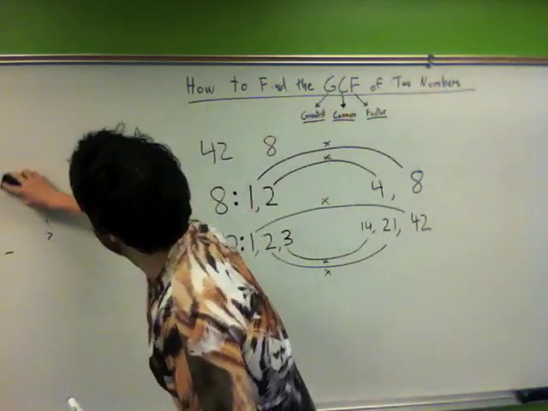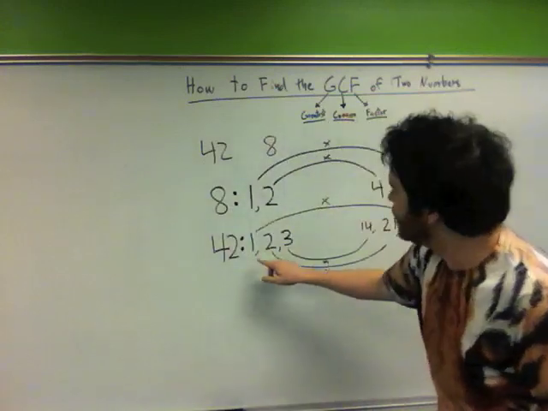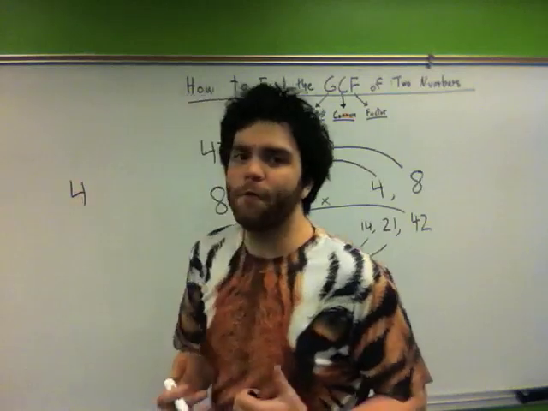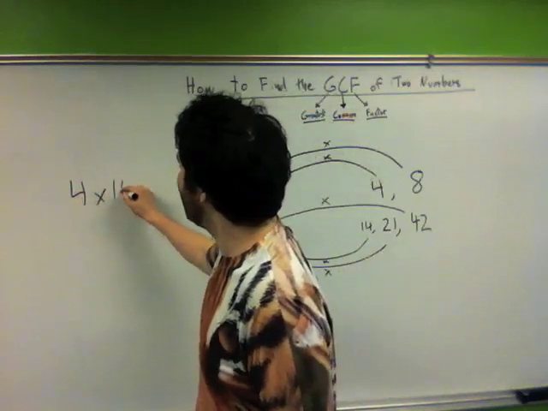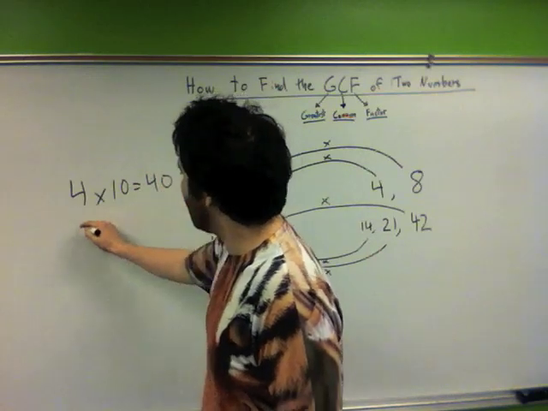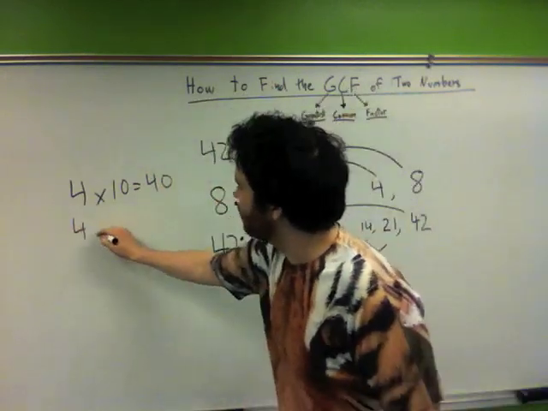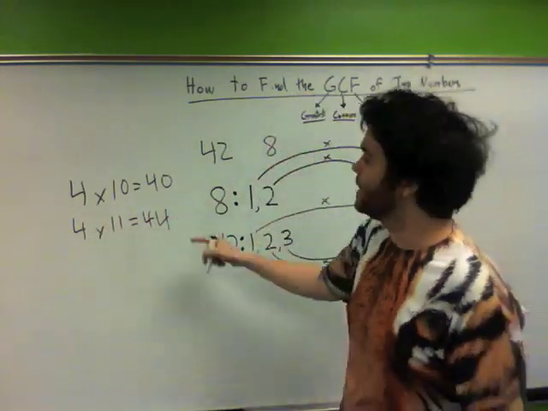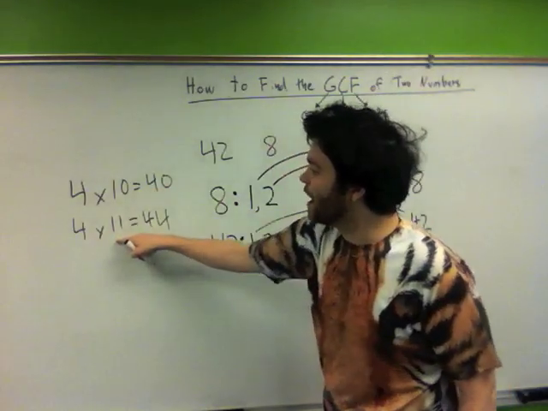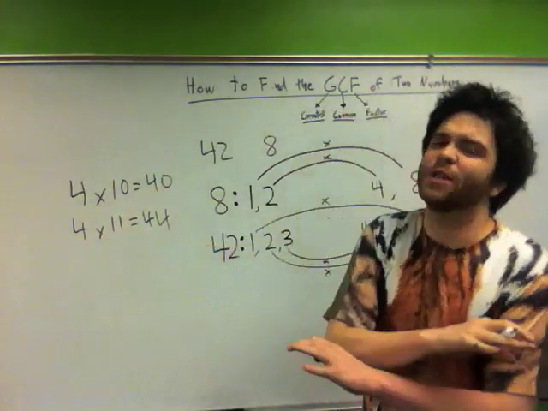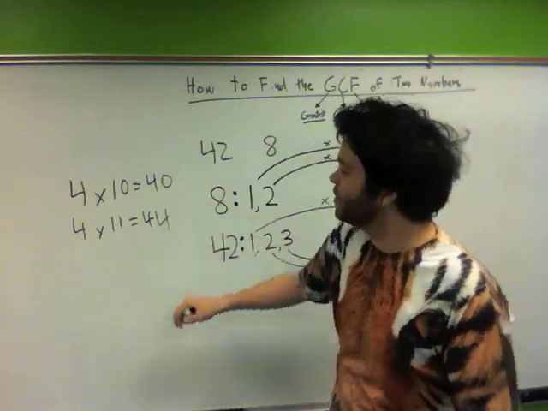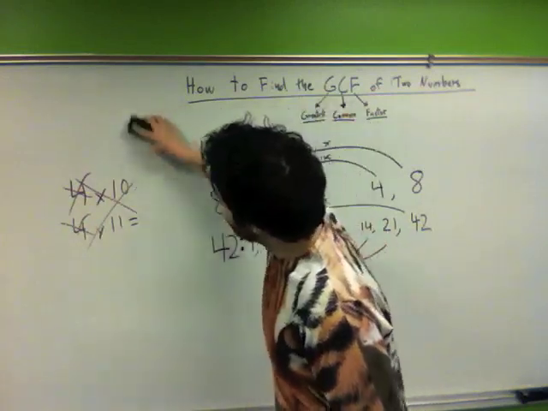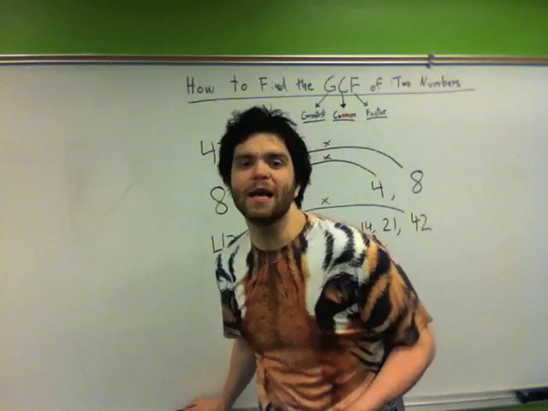Erase my scratch work again. See how I'm going 1, 2, 3. Now I'm going to check 4. Okay, well, 4 times 10, I know that's 40. And I have to go a little bit higher, so let me do 4 times 11. It's going to give me 44. Uh-oh, not going to work, right? Because 4 times 10 is 40, and the next one higher, 4 times 11, is 44. There's no way I'm going to get 42. Got to cross 4 off. 4 is bad. Okay?